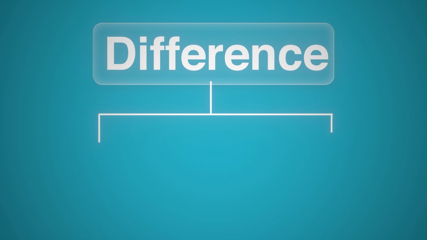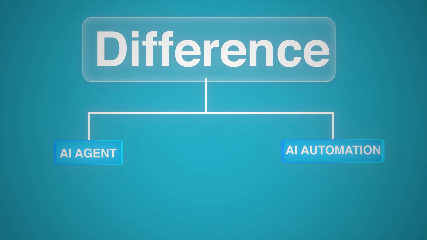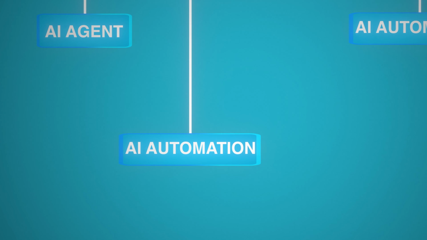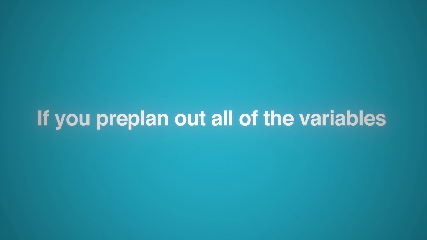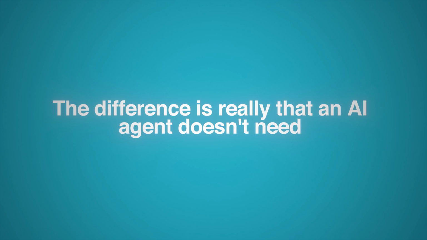The difference between AI agents and AI automations is that an AI automation is usually a fixed workflow. It's going to go exactly the same every single time. You can actually have an AI automation work exactly the same way as an AI agent if you pre-plan out all of the variables. The difference is really that an AI agent doesn't need as much pre-thought. It's going to make its own independent decisions on what tools, what branches, how to solve problems to a certain extent.